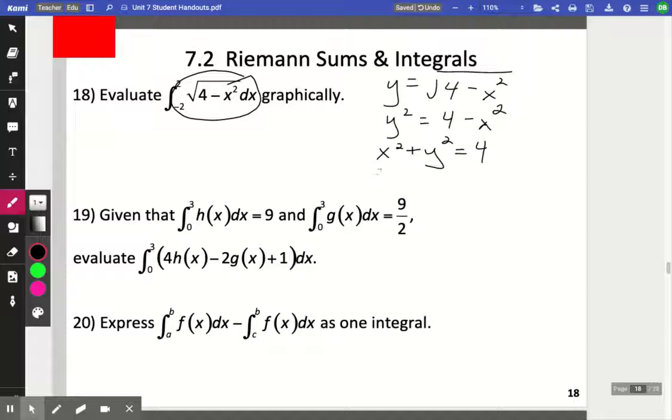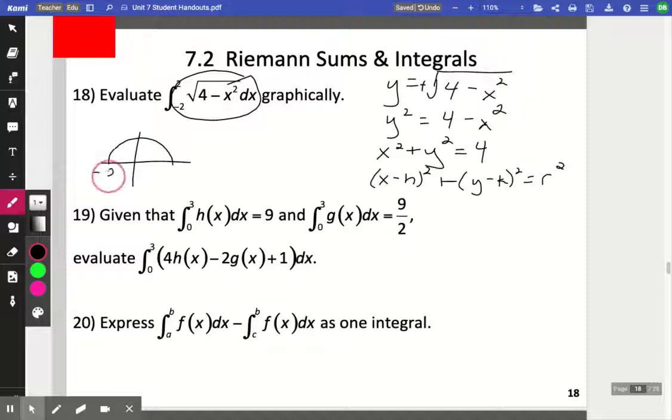Remember, this is in the form (x minus h) squared plus (y minus k) squared equals r squared, right? So (h, k) is the center and r is the radius. Now remember, when we solve for y, we get just the positive square root of 4 minus x squared, not the negative, because there's no negative sign in front. So it's actually just the top half of that circle, centered at 0, 0 with a radius of 2.